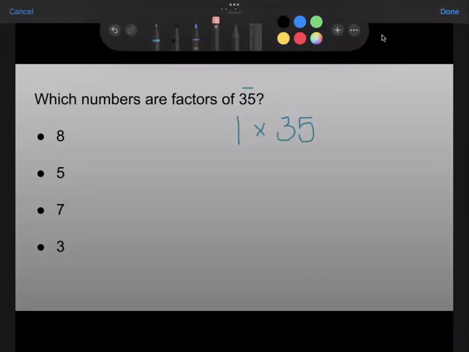So if you're not sure about that rule, look it up. It's a good rule. Let's see. So 4 doesn't work. I think 5 will work. 5 times 7. I don't think 6 works. And then if I went back to 7, I'd be looped right back around to where I started. So 8, no. 5, yes. 7, yes. 3, no. So from this list, 5 and 7 are the factors of 35.